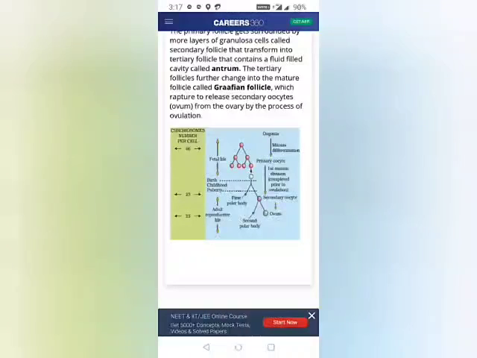So this flow chart is given in your NCERT textbook. Please go through it. I'll explain it later on when we compare the spermatogenesis process with the oogenesis process.